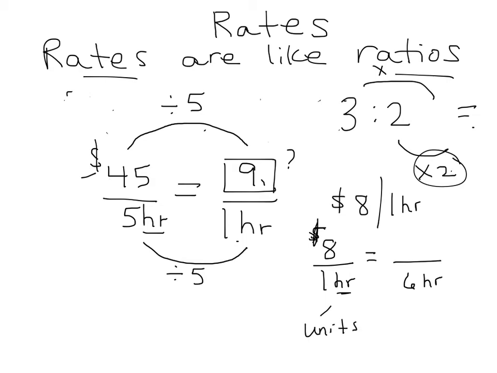Okay, and so again, find your scale factor. You have 1 hour and 6 hours. What did you do to the 1 to get to 6? Well, I multiplied by 6. So that's your scale factor, times 6. You have to do your top number times 6 as well. And we know that 8 times 6 is 48. So how much money did I make in 6 hours? I made $48. Okay, so that's how rates work.